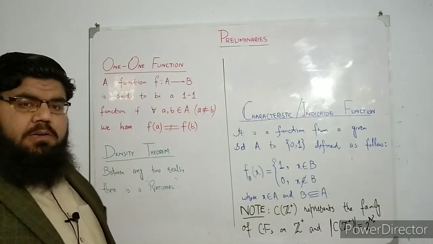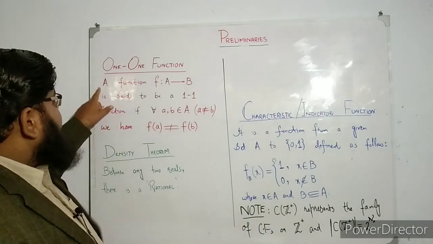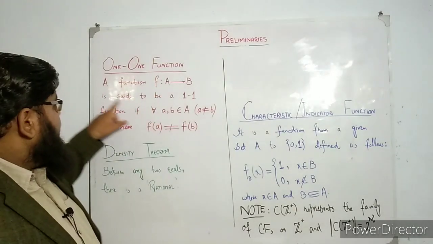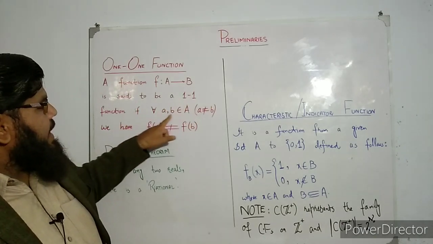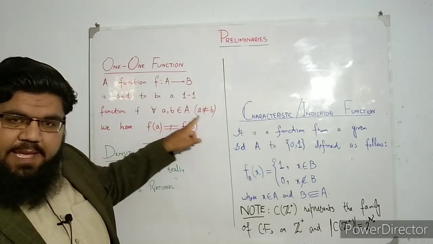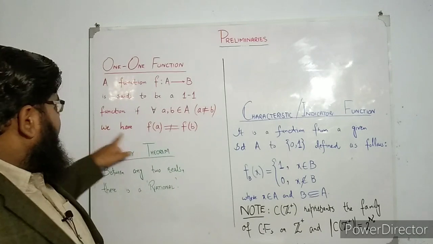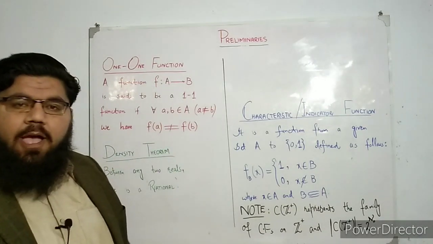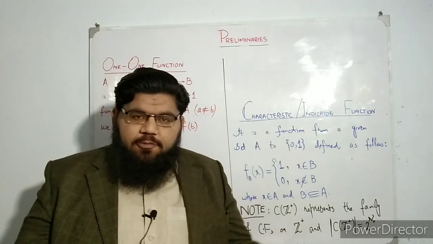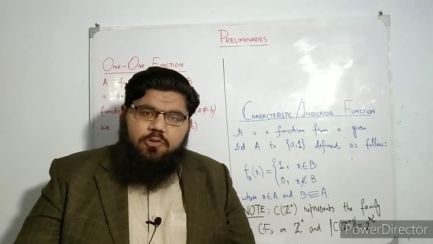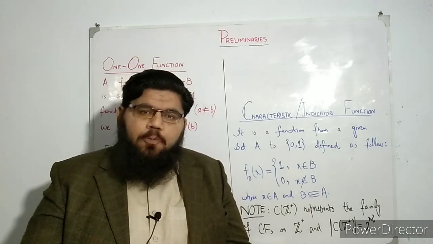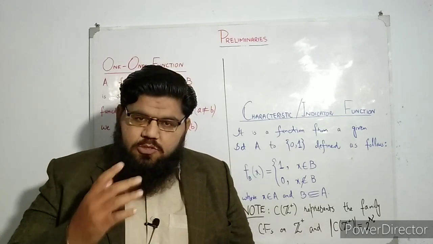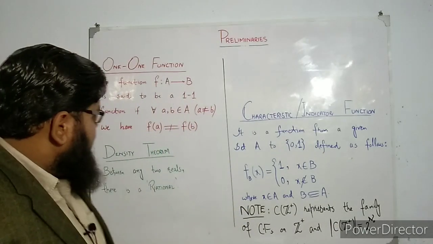If you look at the bookish definition, it says that a function f from A to B is said to be a 1-1 function if for all a, b belonging to A, where a is not equal to b, we have f(a) not equal to f(b). That is, for different inputs we will have different outputs. We can't have the same output for two different inputs. So this is the definition of a 1-1 function.